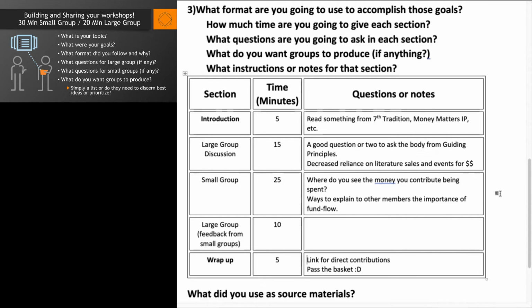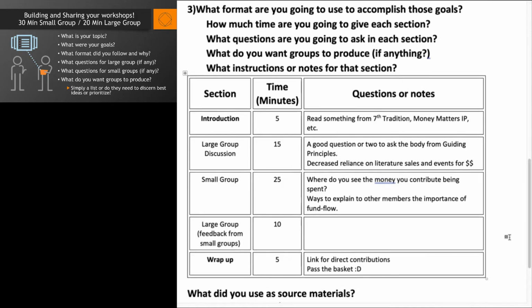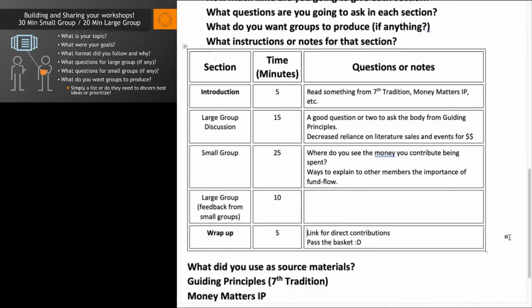And part of our discussion also was it's going to really depend on how many people were at the workshop, how many breakouts we'd have, so how much time we need for the large group to hear from everybody in the breakout. So we kind of left it at 10, just getting feedback from the groups. And then we thought for a wrap up, we'd give a link to the direct contribution at NAWS or pass the basket. And one of our members asked a question, which I really didn't have the answer to: for different currencies in different countries, how is that set up too? That was just an aside that I didn't actually have an answer for, and somebody maybe can when I'm done.